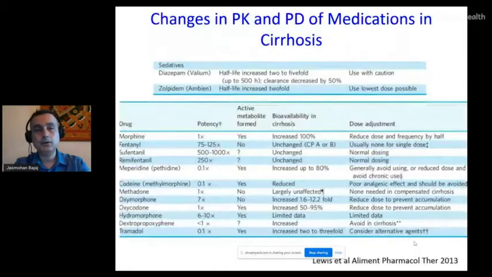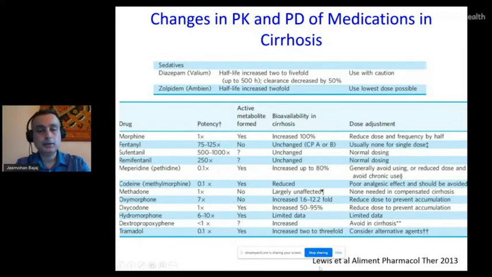These are very important because the PK and PD of medications in cirrhosis is very, very different. For example, look at Valium and Ambien, which is zolpidem, right here. You can see half-life is increased 2 to 5-fold, and half-life increased twofold for Ambien, which is zolpidem, which is a sleep medicine. Look at morphine, fentanyl, meperidine, oxycodone, hydromorphone, everything here. Bioavailability is very high, and at least in Child's class B or C, it becomes a problem.